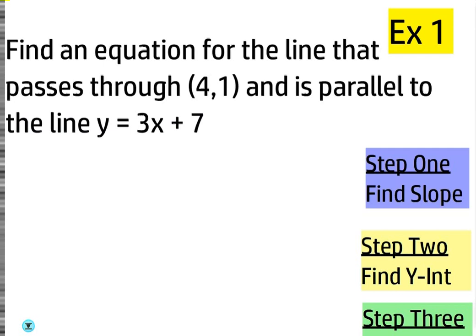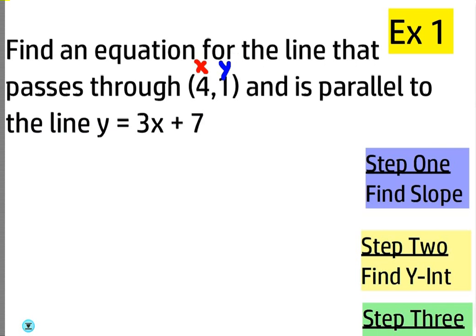Example number 1 says find the equation for the line that passes through the point (4, 1). How would you label point 4, comma 1? X and Y. Thank you. So 4 is your x and 1 is your y. You should always do that when you're given a point. If you're given 2 points, then it needs to be x1, y1, x2, y2. But 1 point, x, y.